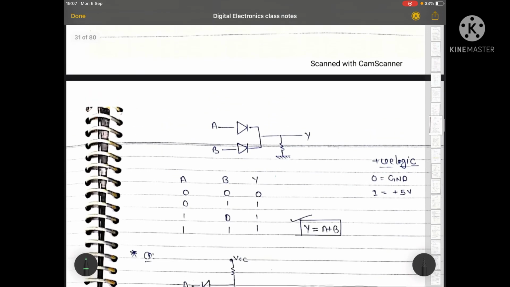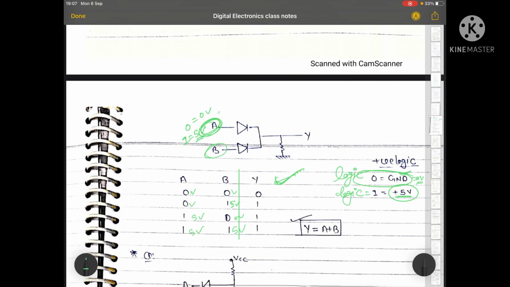Okay, and this is our diode diagram. Logic 0 we call ground. Ground means 0 voltage. Logic 0 equals 0 volt, and logic 1 we are considering as plus 5 volt. Here we apply 0 volt or 5 volt. If we apply 0 at the input, we are applying 0 volt. If we apply 1, we are applying 5 volt.